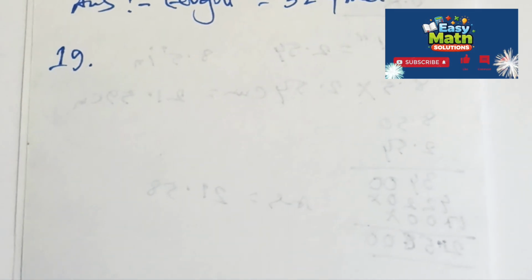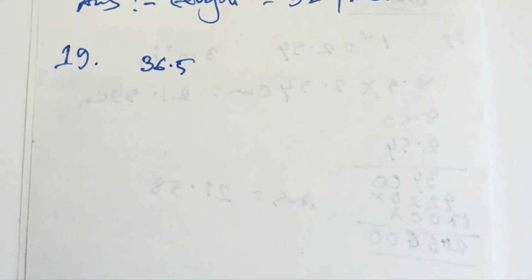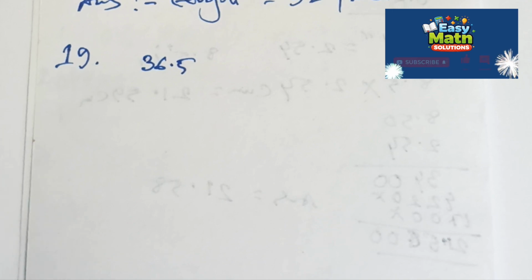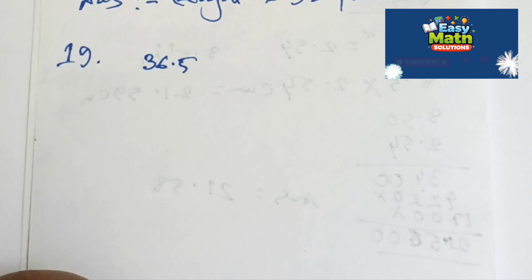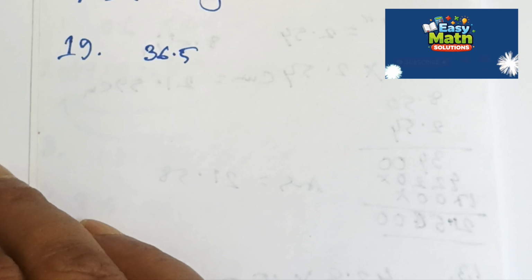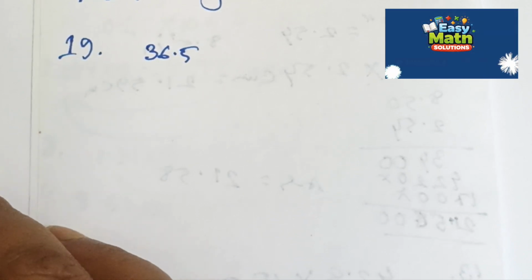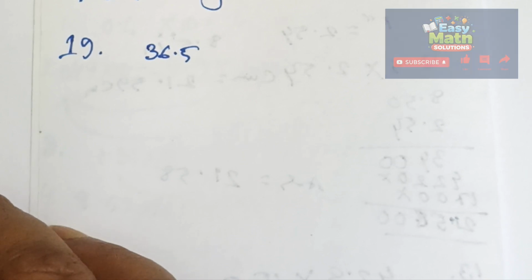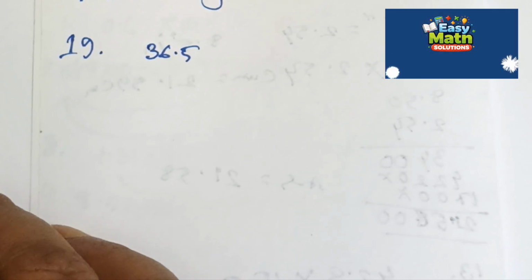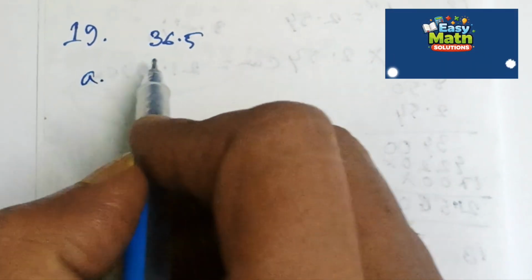19. Reza's weight is 36.5 kg. The weights of his younger brother and his father are 0.8 times and 1.6 times his weight respectively. A. Determine the weight of his brother and find the difference between his father's and brother's weight. Then number 1.